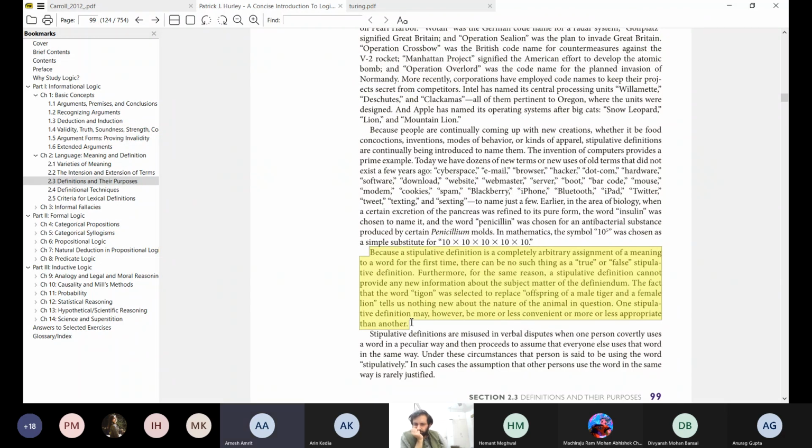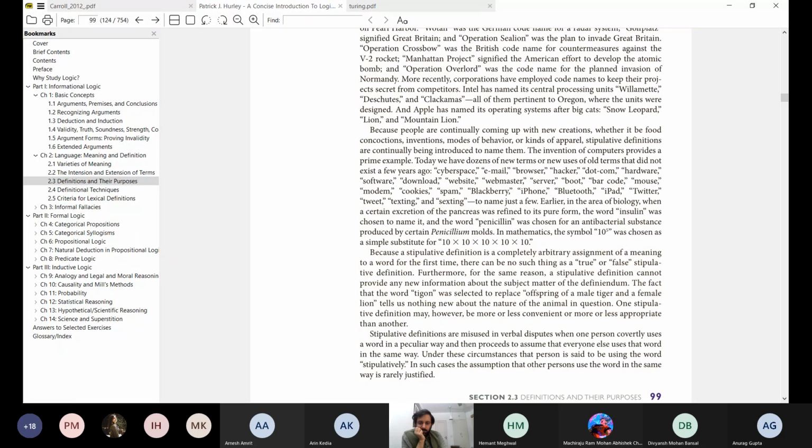Because a stipulative definition is a completely arbitrary assignment of a meaning to a word for the first time, there can be no such thing as a true or false stipulative definition. Furthermore, for the same reason, a stipulative definition cannot provide any new information about the subject matter of the definition. The fact that the word tigon was selected to replace the offspring of a male tiger and a female lion tells us nothing new about the nature of the animal in question. One stipulative definition may, however, be more or less convenient or more or less appropriate than another.